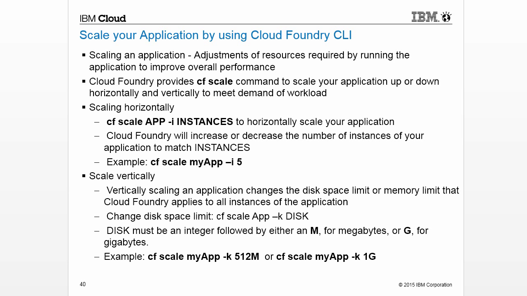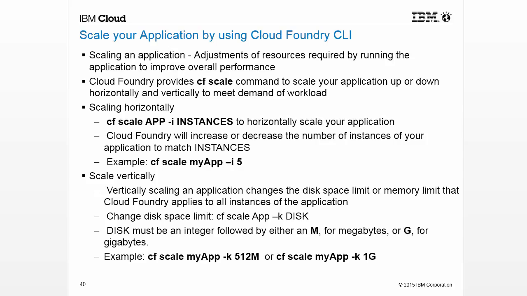Factors such as user load or the number and nature of tasks performed by an application can change the disk space and memory the application uses. For many applications, increasing the available disk space or memory can improve overall performance. Similarly, running additional instances of an application can allow the application to handle increases in user load and concurrent requests. These adjustments are called scaling an application.